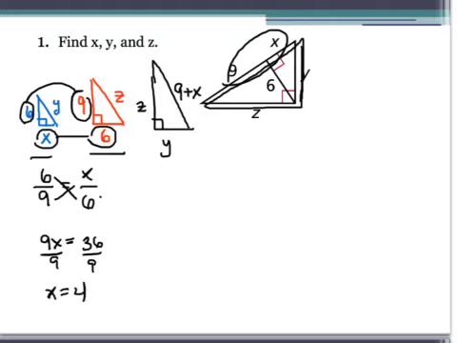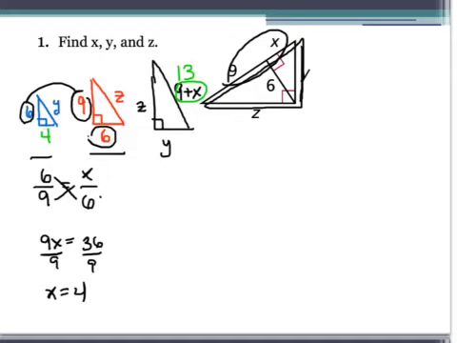So what I'm going to do here now with my triangles is I'm going to take out this x and replace it with 4. That also tells me that I know the hypotenuse for my large triangle. 9 plus 4 is now 13. Okay, so we're going to do the same thing, and we're going to find a proportion that we can use to solve for y. Does anybody see one?